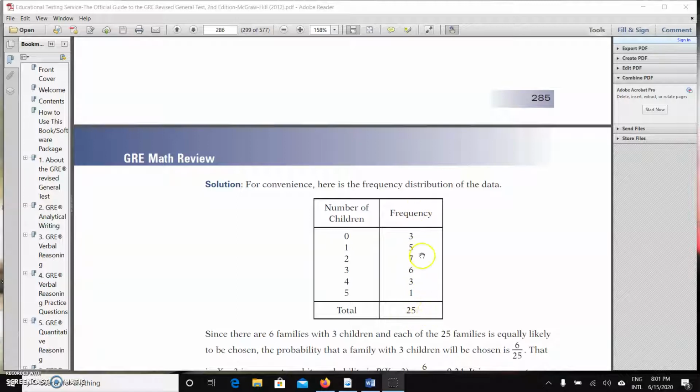Like they have 25 families, right? So those that do not have any children, there are 3 families. Those that have 1 child are 5 families. Those that have 2 children, there are 7 families. Those that have 3 children are 6 families. Those that have 4 children are 3 families, and those that have 5 children is just 1.